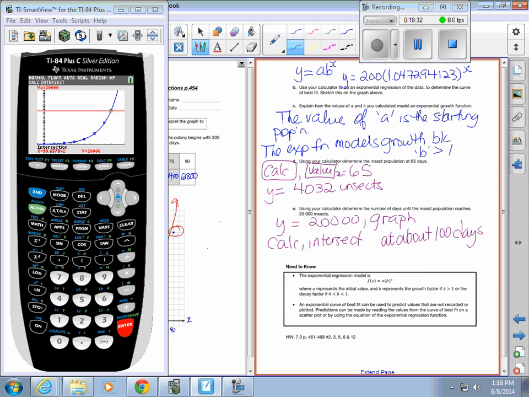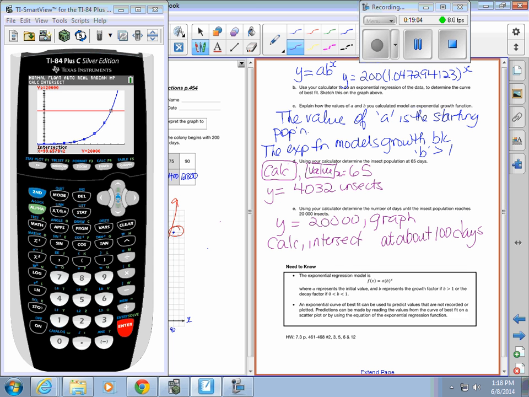So in the need to know here, the exponential regression model is f(x) equals a times b to the power of x, where a represents the initial value, so that's what you're starting at on day 0 or hour 0, minute 0, whatever the 0 value is, and b represents the growth factor if b is greater than 1, or the decay factor if it's between 0 and 1, so if it's a decimal. You can't have a negative value for the b, otherwise it just won't work.